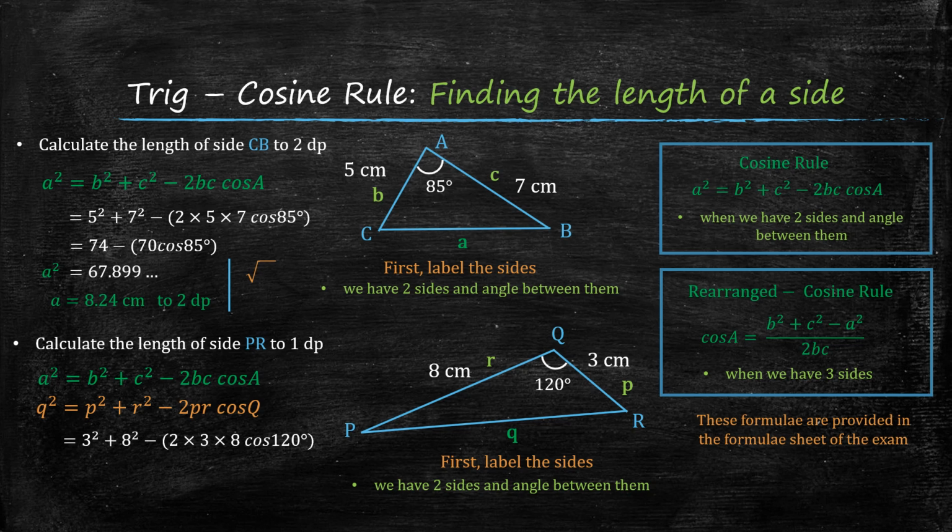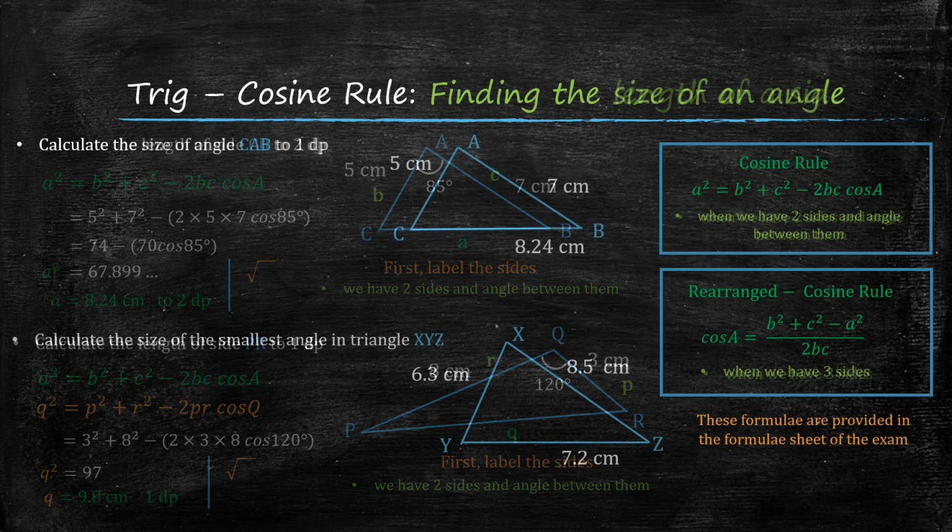Now let's substitute in our values. 3 squared plus 8 squared minus 2 times 3 times 8 times cos of 120. Q squared is equal to 97. Taking the square root of 97, we get Q equal to 9.8 centimeters to 1 decimal place. So we can use the cosine rule to find the length of a side when we have two sides and the angle between them.